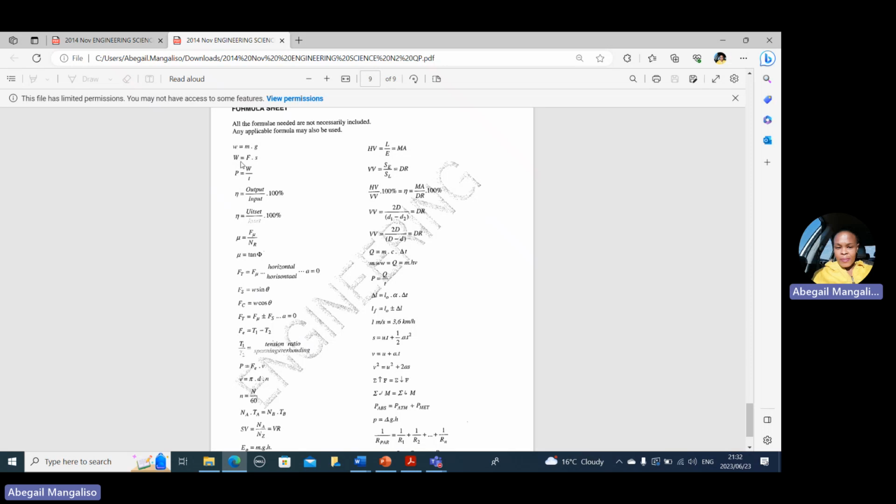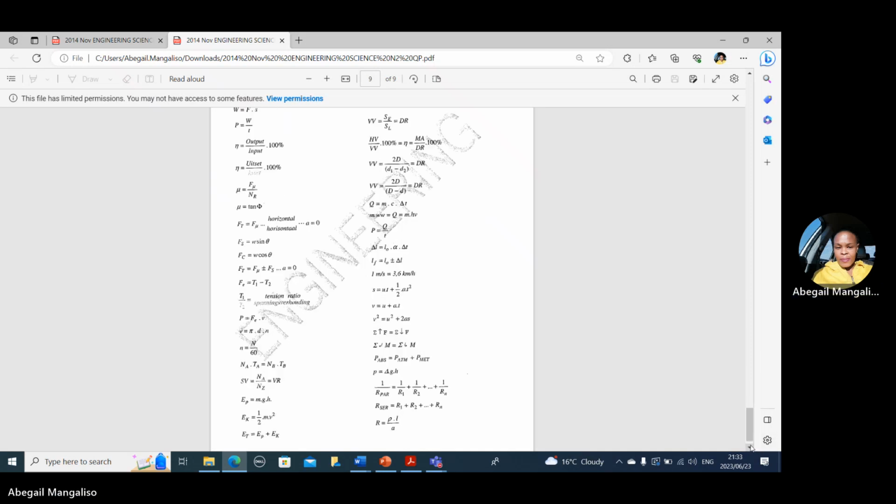And the second W is for work done, the capital letter W. It is equal to a force multiplied by a distance or displacement. The third one is power, which is work done over time. Where there is work done, you can put F multiplied by distance to get the second formula. The formula to calculate efficiency will be given in the exam: output over the input multiplied by 100.